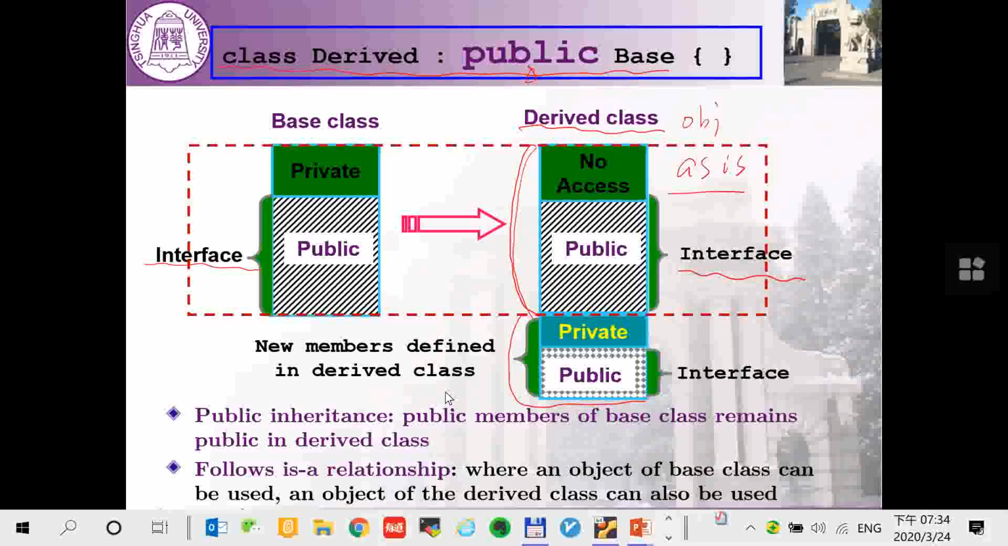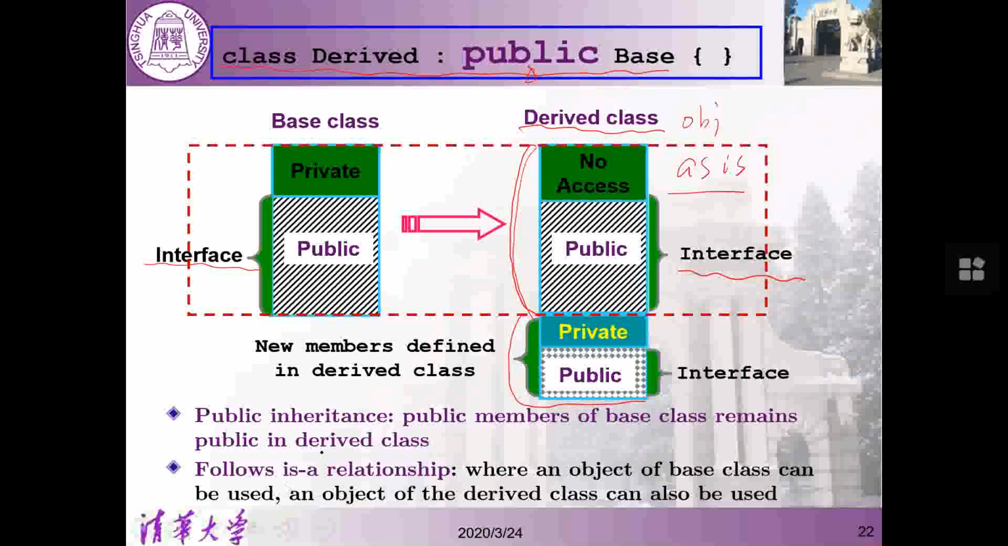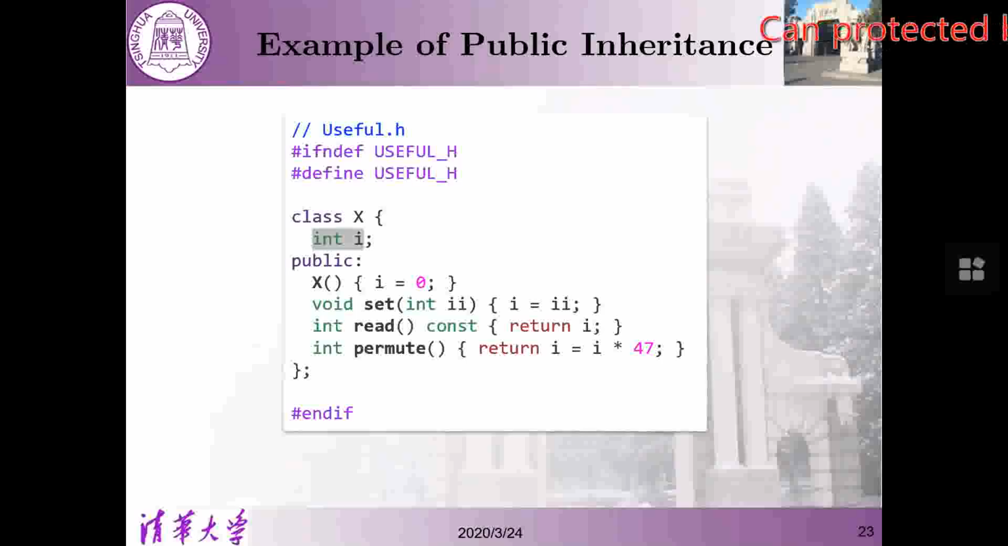And this is why it follows the is-a relationship. So where an object of the base class can be used, an object of the derived class can also be used, because the interfaces are there, right? It can be accessed as if it is a base class object. So this is public inheritance. This is the most important feature about this. Okay, here's an example.